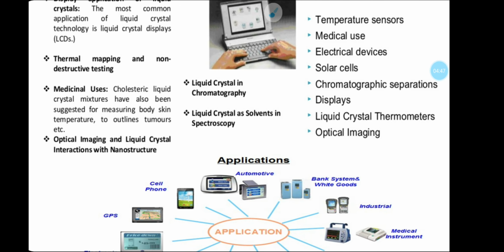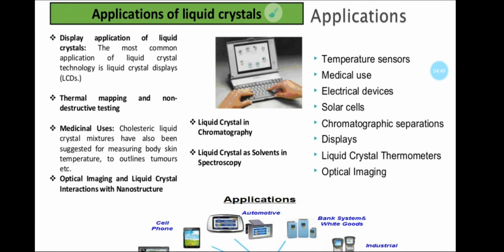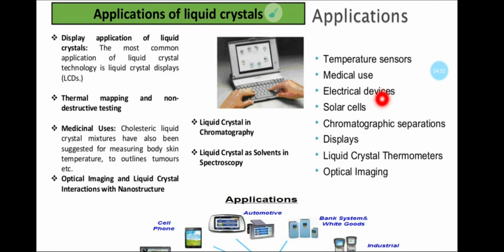So what is the application of the liquid crystal? It has a large number of applications in liquid crystal systems. It is used as a temperature sensor. It is used in medical uses, electrical devices, solar panels or solar cells. Then it is used in chromatographic separation, in several displays, liquid crystal thermometers, optical imaging. A very wide application is the liquid crystal display.